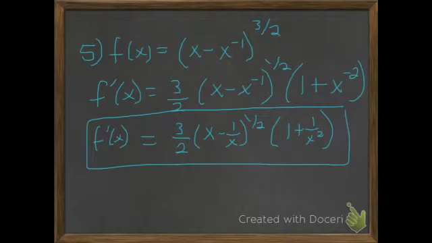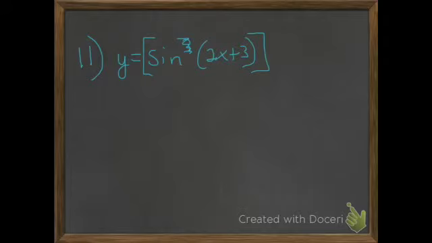The next one I'm going to do is number 11. Y equals sine cubed of the quantity 2x plus 3. So here we need to realize that cubed, I'm going to scribble it out because it's the outside function, so I'm going to rewrite it like this. So I have 3 functions here. I have the cubed, I have the trig function, and then I have this 2x plus 3, the linear function that I'm taking the sine of.